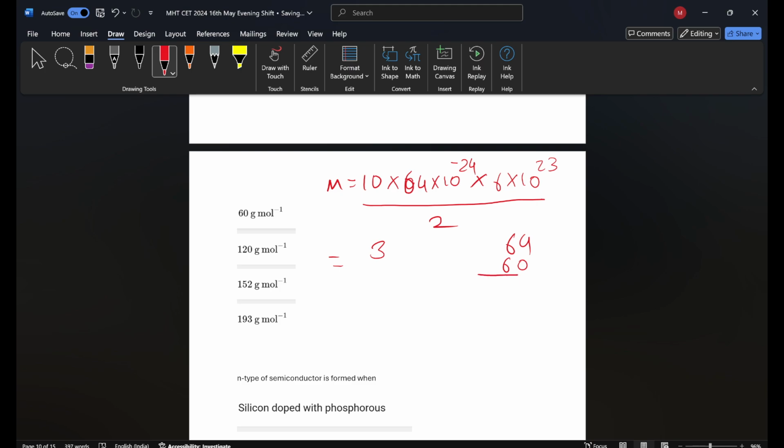So that comes out to be 384. So 384 divided by 2, 192. So the answer is 193 around. So this is the way you do. Okay.